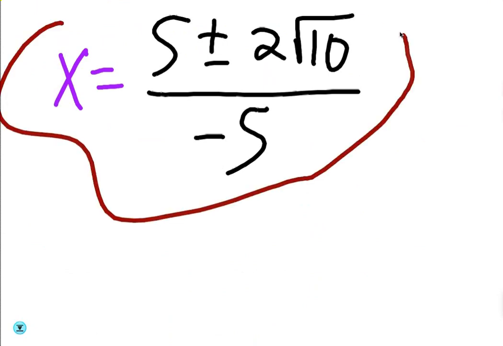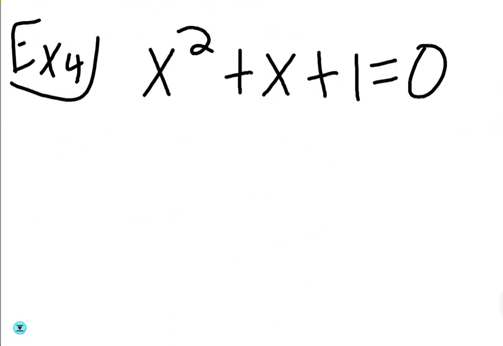All right, I want to do one more example, actually. This won't take but 2 minutes. We'll make this example 4. It's only going to have a few steps here. All right, so solve this: x squared plus x plus 1 equals 0. Like I said, it won't take long.